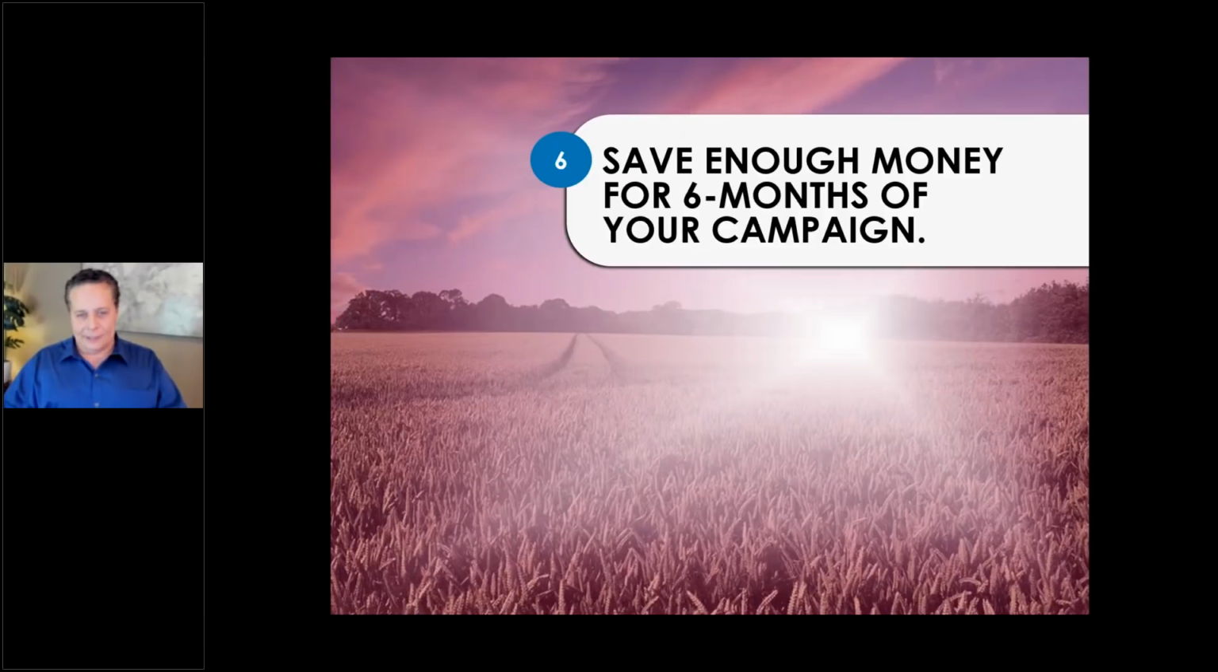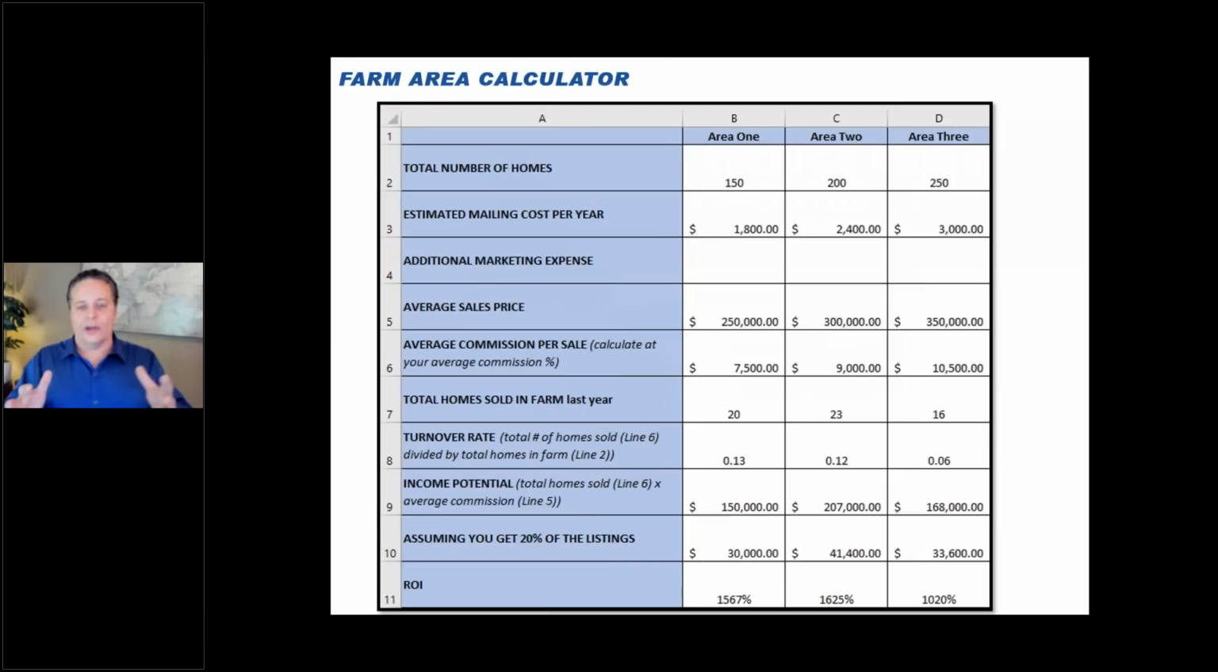All right, next thing is save 6 months of your money, because if we go back to that chart, we're going to use this as an example. We'll go with the smallest farm. By the way, here's another tip for you. I prefer the larger the better, because it's a numbers game. And, you know, if you have the ability to have 500 mailing pieces, that would be the best as a starting point. But I know that there's some agents, some areas where 500 would be the whole county.